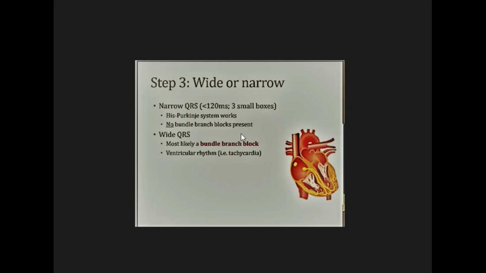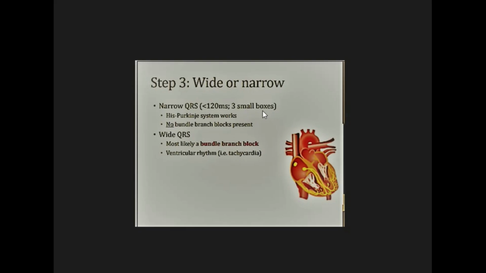Step 3. In step 3 you have to determine the QRS. If the QRS is narrow, then it means that the Purkinje system is working well and there is no bundle branch block present. If the QRS is wide, then it means that there is a bundle branch block present, or you are going to have a rhythm with ventricular focus, a ventricular rhythm or ventricular tachycardia. How we determine this is simply on the basis of the number of boxes that the QRS complex spans, narrow or wide. So 3 small boxes.